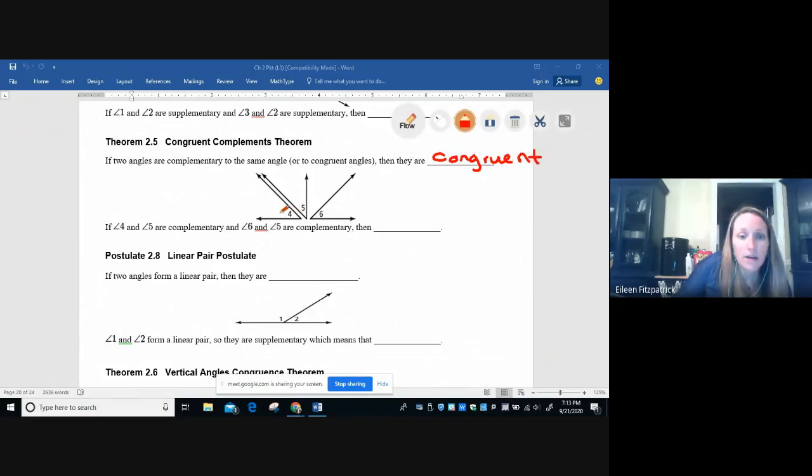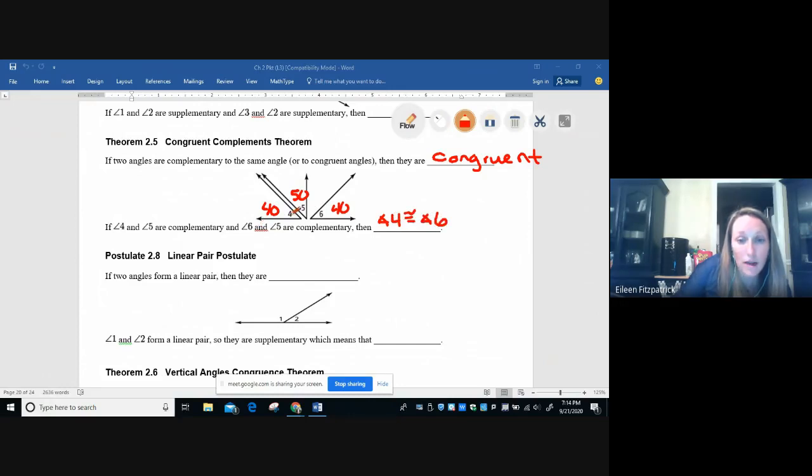All right. If angle 4 and angle 5 are complementary, again I'll just make up angle measures. Let's make this one 40 degrees and this one 50 degrees. They add up to 90. And then if angle 6 and angle 5 are also complementary, angle 6 would have to be 40 degrees. Then if those two add up to 90 and these two add up to 90, then angle 4 has to be congruent to angle 6.